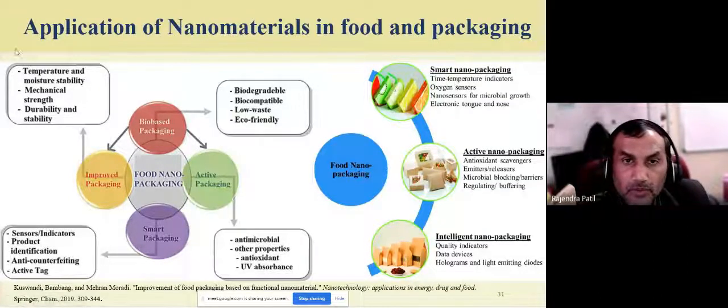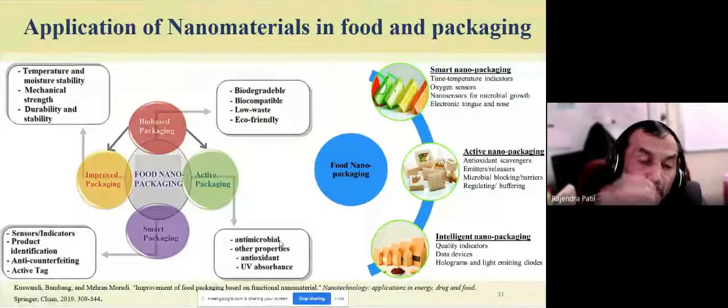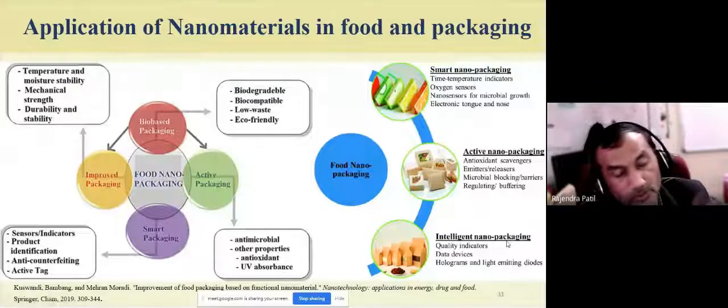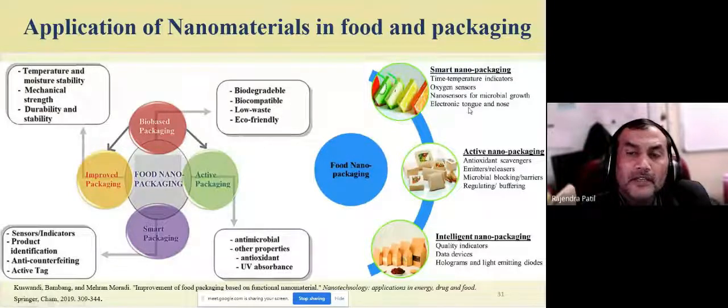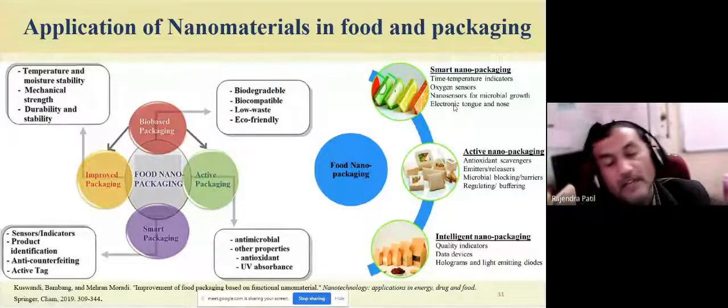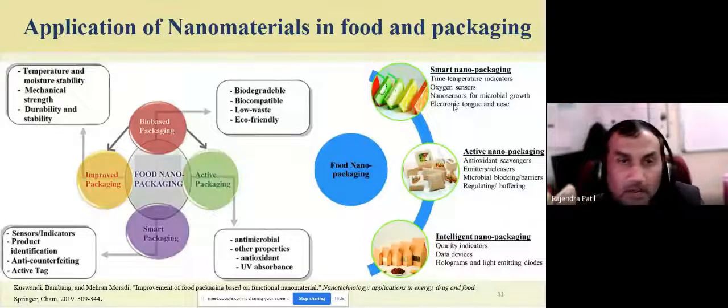And all these nanomaterial in the food industry can be categorized as intelligent nano packing material, so as to gain the information of the content of the food or the processes that are occurring in the food, say food ripening. So intelligent nano packing to know the metabolic activity of the fruit or the food. Active nanopacking to impart antioxidant property and antimicrobial property, and a smart nanopacking so as to know the environmental parameters of the food, or how the environment interacts with that food.